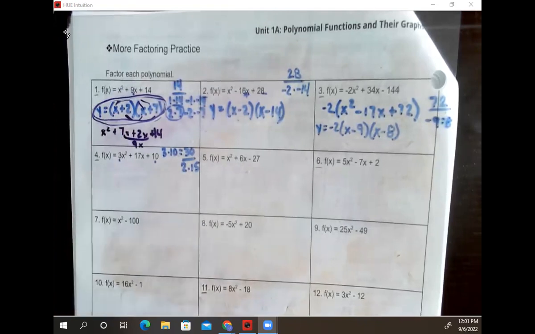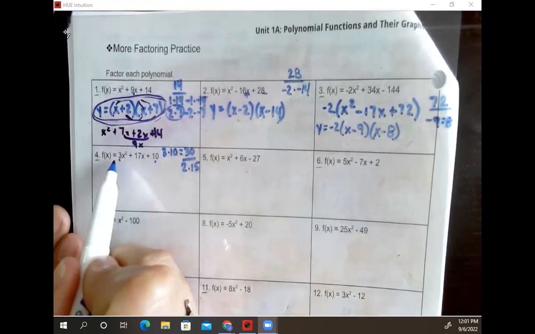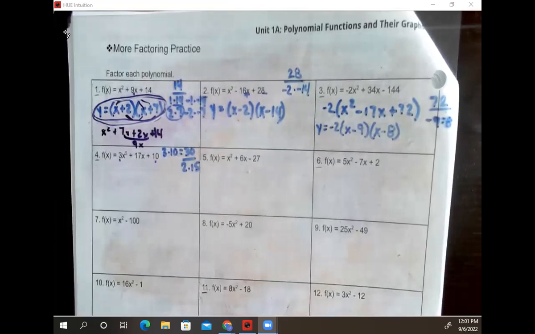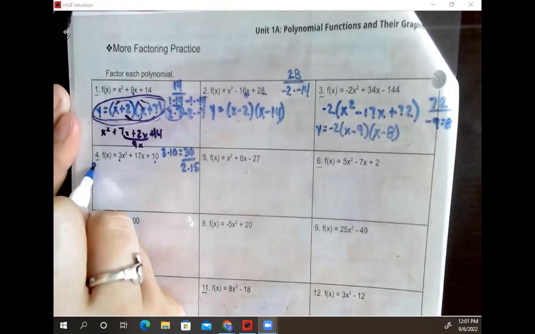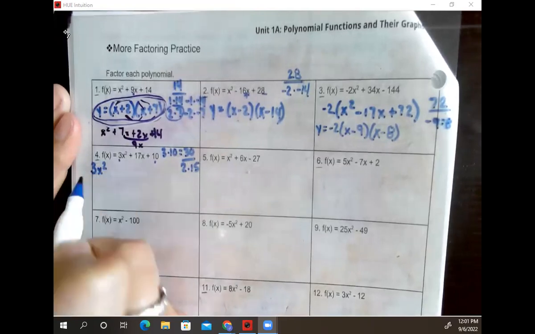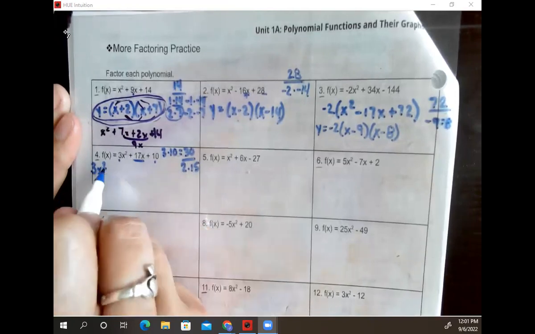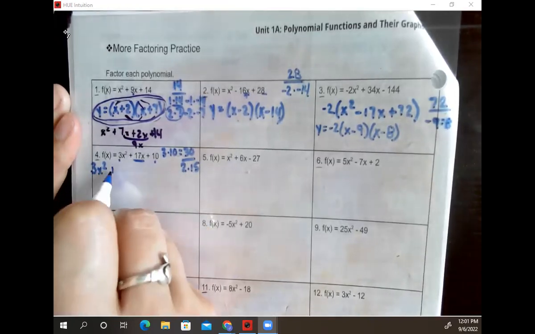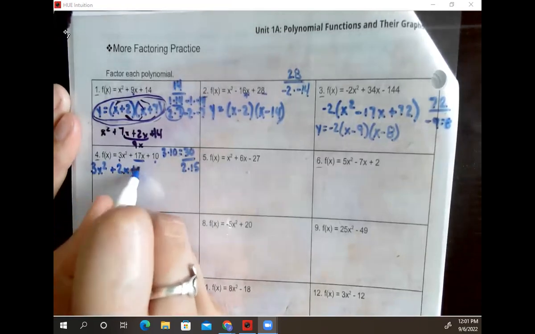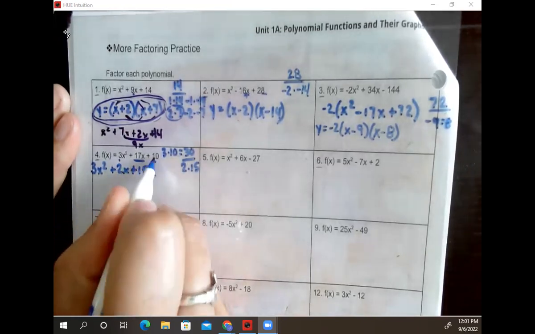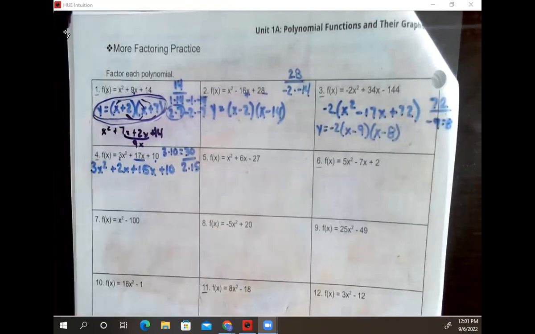If I just did x plus 2 and x plus 15, when I distribute back, that x times x would give me x squared, but I wouldn't have the 3. Okay, so I have to have something in front of x in at least one of my factors. So to figure out how that should look, what we're going to do is replace the middle term by splitting it up using the factors that we've chosen. So we're going to keep the first term, 3x squared, and then plus 2x plus 15x plus 10. The only thing that changes is the middle, and we change it by splitting it up into the factors that we've chosen.